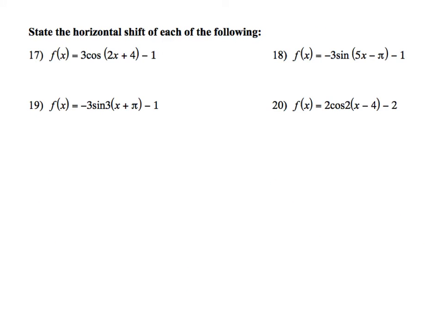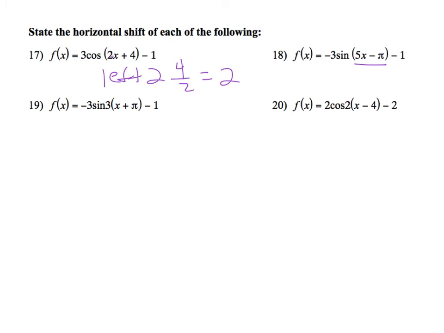Horizontal shift of each, this you have to remember is all related to this number if it's in parentheses or not. So this number here, see how the 2 is in the parentheses? If the 2 is in parentheses, then I have to divide this number by this number. 4 over 2 is 2. Now since it's positive here, you know it's moving to the left. So the answer is left 2.